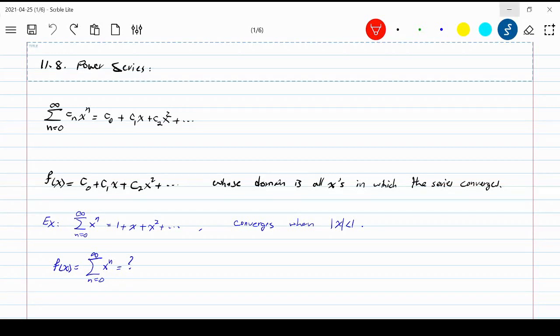Welcome back. Let's continue on chapter 11, section 8, power series. What we're going to talk about today is first the general form of a power series.